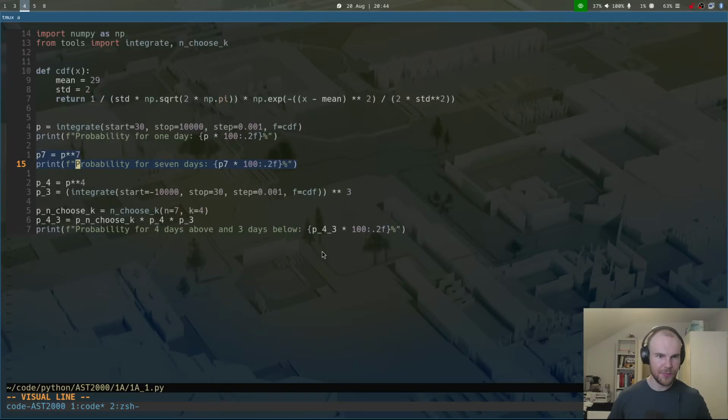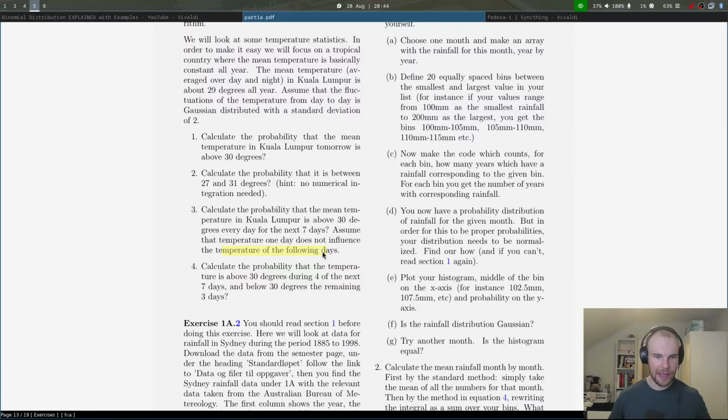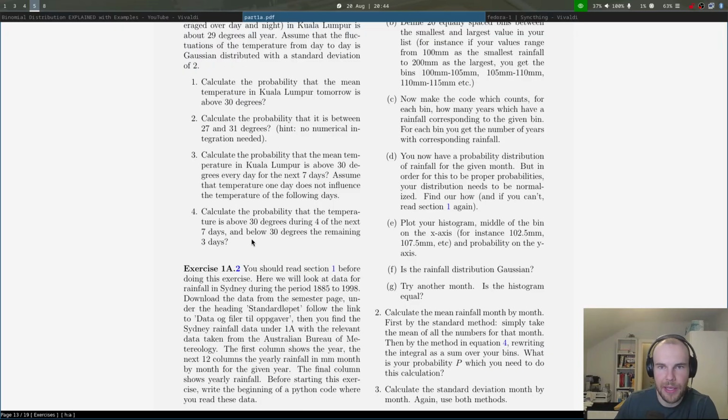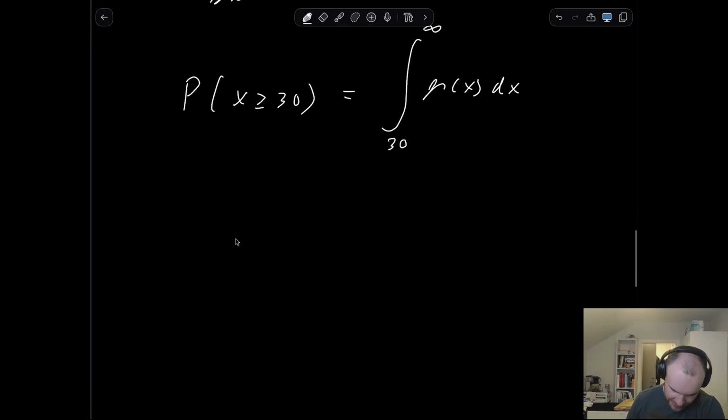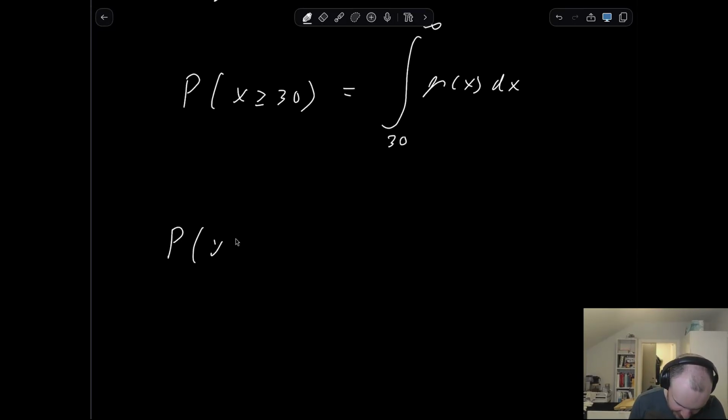That's this one. And if you go back here, this one is a little bit more complicated. It says, calculate the probability that the temperature is above 30 degrees during 4 of the next 7 days, and below 30 degrees the remaining 3 days. Now this one is more complicated, because what we actually need is the probability that x is bigger or equal to 30. We need that.